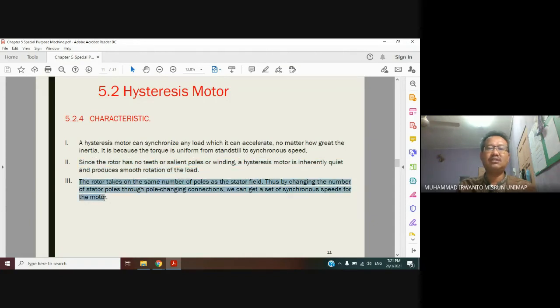The rotor takes on the same number of poles as the stator field. Thus, by changing the number of stator poles through field changing connection, we can get a set of synchronous speeds for the motor. That is for the hysteresis motor, and next is the stepper motor.